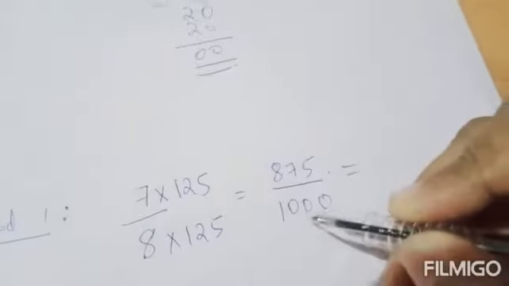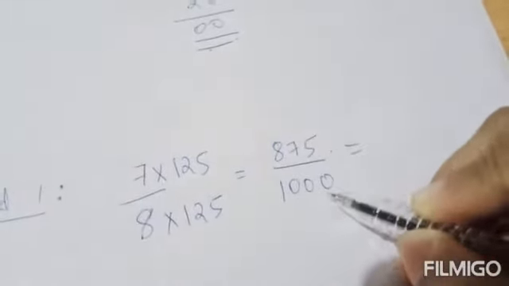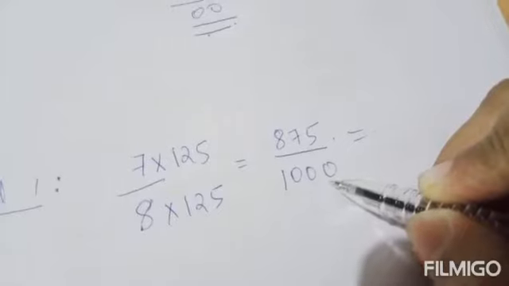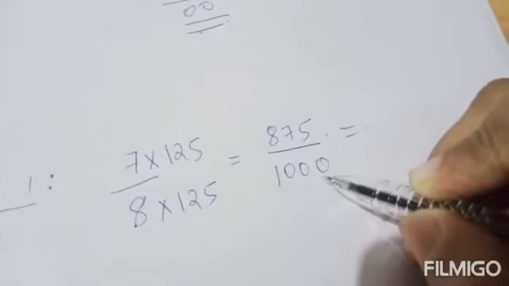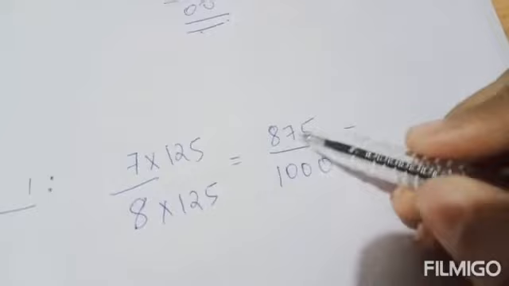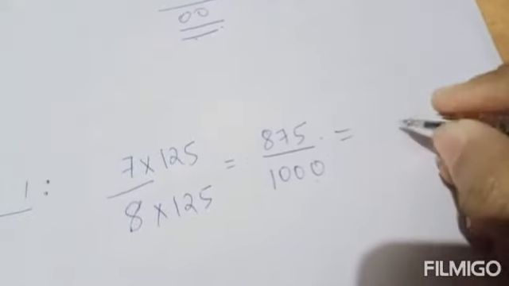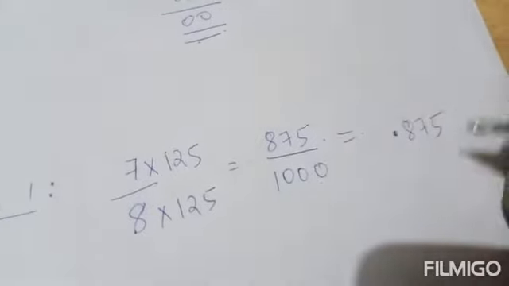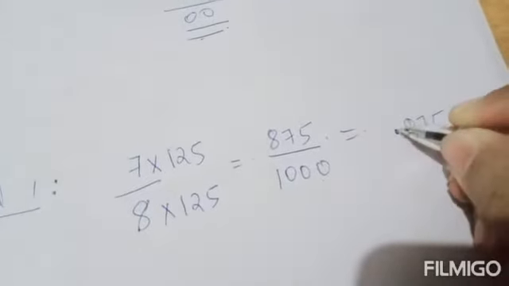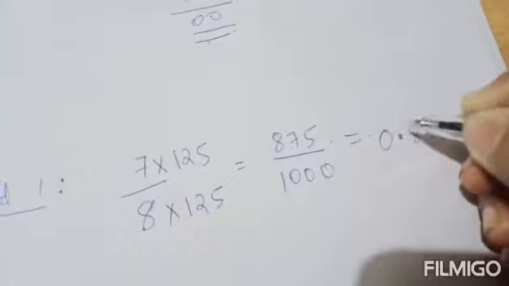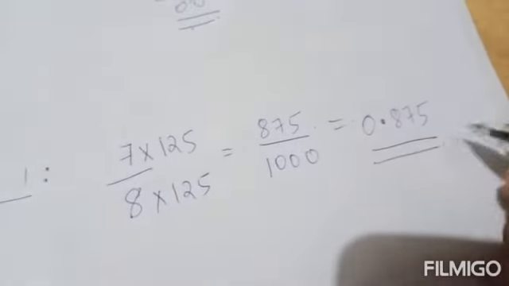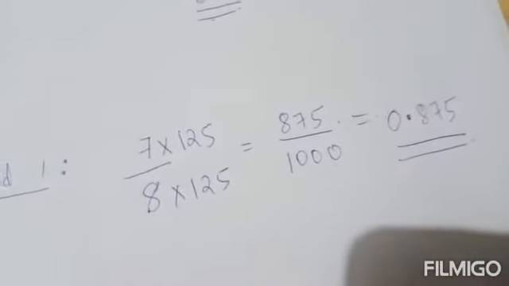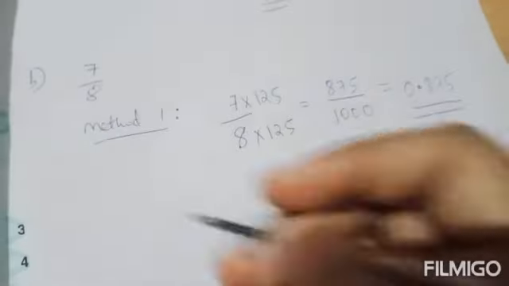You know, here the denominator is 1000. So 3 digits should come after the decimal point. In the numerator there are 3 digits, so you can write after the decimal point 875. Now before the decimal point you can put 0, so the answer is 0.875. This is method 1.